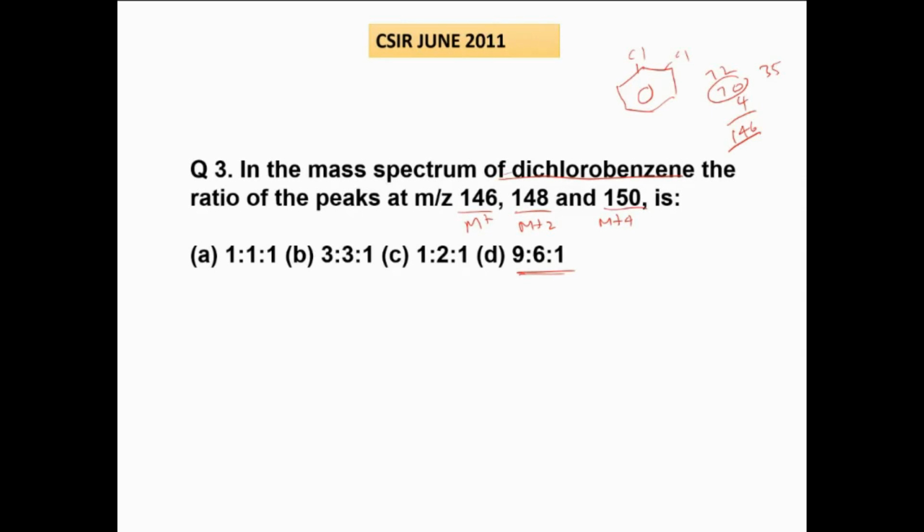The ratio is 9:6:1. For two chlorine atoms, the ratio is 9:6:1. We have already seen the A plus B formula clearly. If it were bromine, the ratio would be 1:2:1. But here it is dichlorobenzene, and we substituted in the formula. The ratio of M plus 2 and M plus 4 is as follows. When both chlorines are 35, it is in the ratio 9. When one chlorine is 35 and the other is 37, it is in the ratio 6. And when both are chlorine 37, it has the ratio of 1. Based on that, we found it is 9:6:1. Simple.